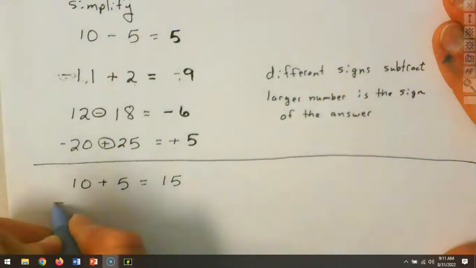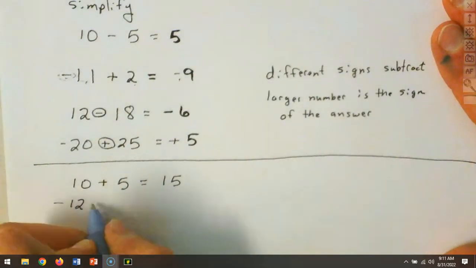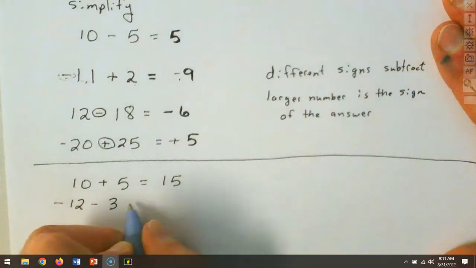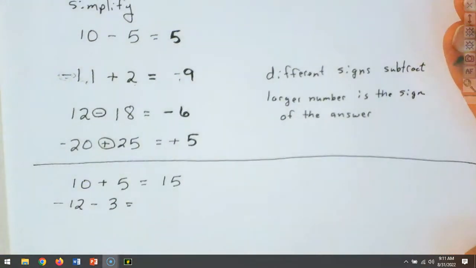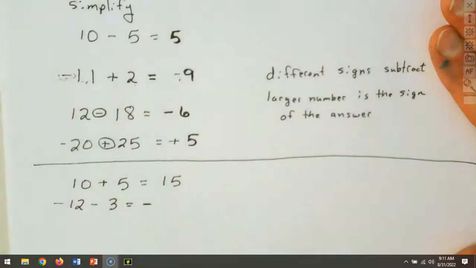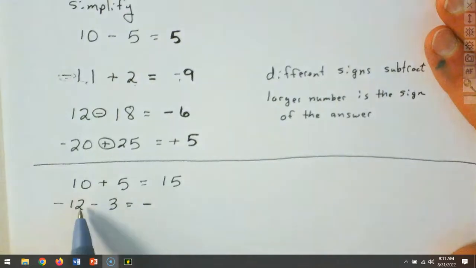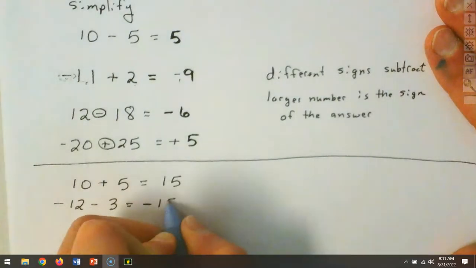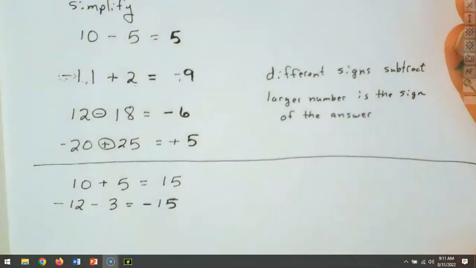What about minus 12 minus 3? How would this work? Well, they are the same signs, right? They are both negative numbers. So my answer would be negative because they're the same. And then I simply add them together. What is 12 plus 3? 15. So my answer would be a negative 15.